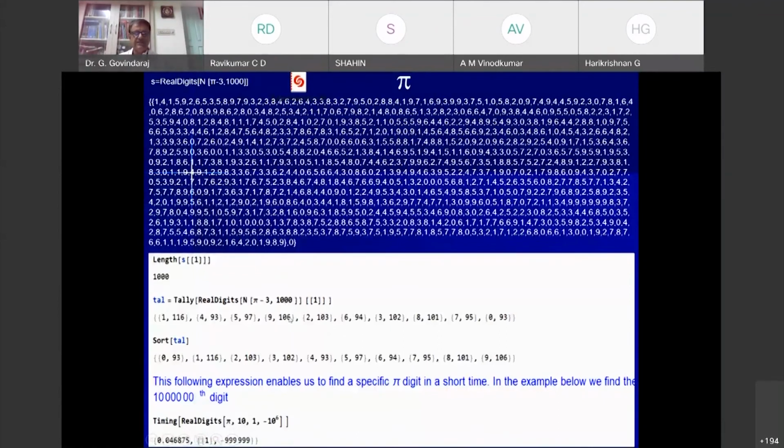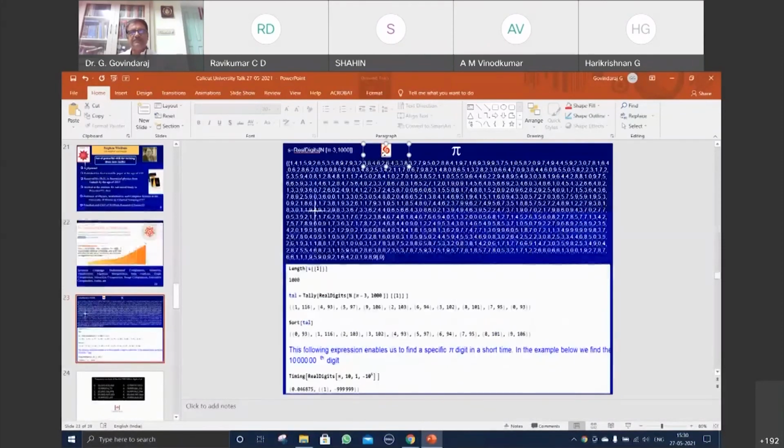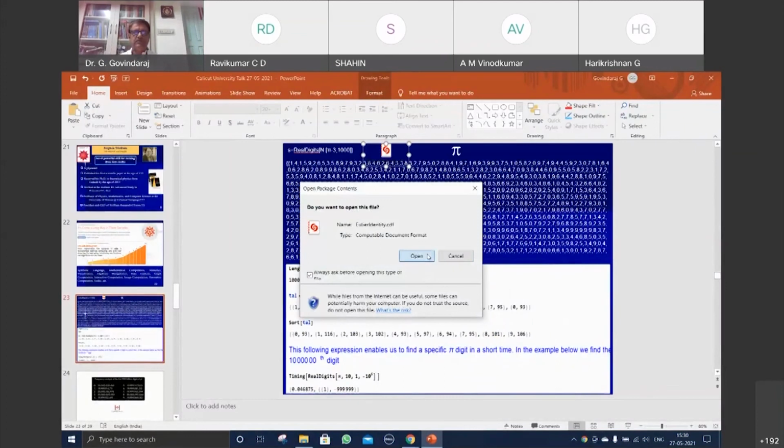In these 1,000 digits, the number of 9s is 106. I have put it in a sorted form: 0, 1, 2, 3, 4, 5, 6, 7, 8, 9, ten digits, 0 to 9. How many of each there are can be found within a fraction of a second. I'm able to locate the 1,000th digit within this short time. This is 5.